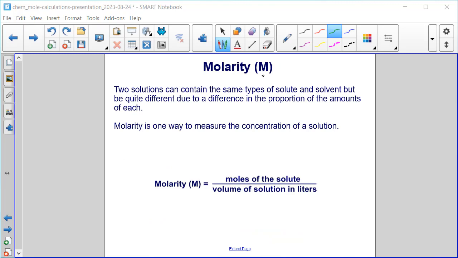Molarity, as represented by capital M. Two solutions can contain the same types of solute and solvent, but be quite different due to a difference in the proportion of the amounts of each. Molarity is one way to measure the concentration of a solution. Molarity, capital M, is equal to the moles of the solute divided by the volume of the solution in liters.